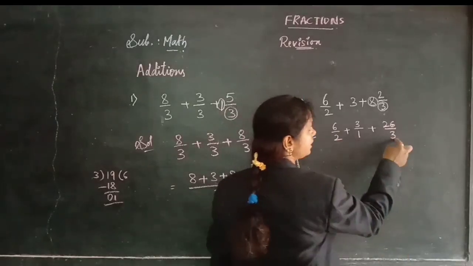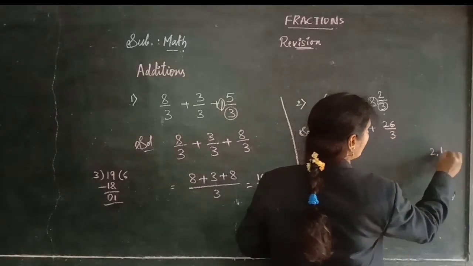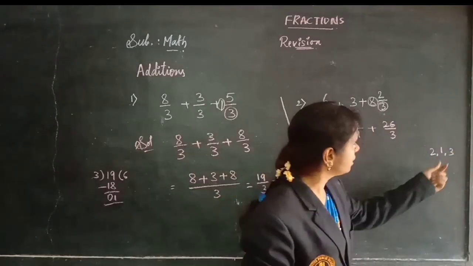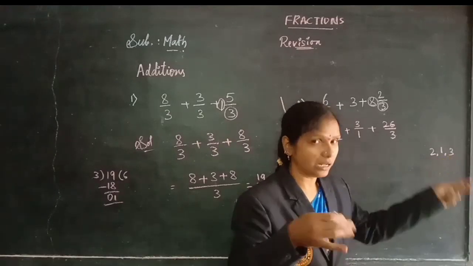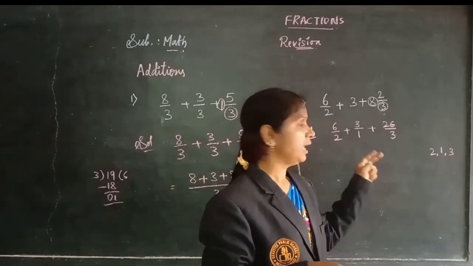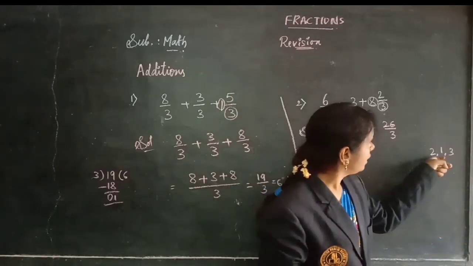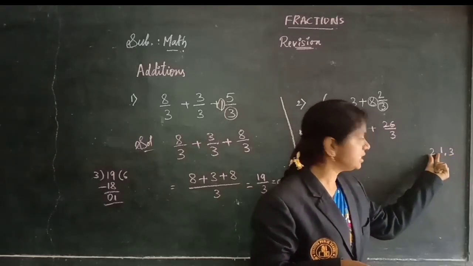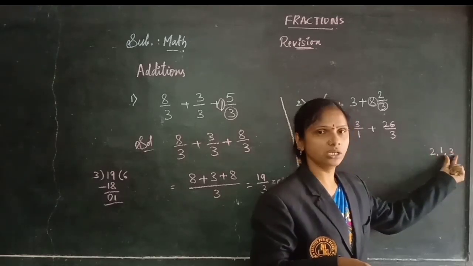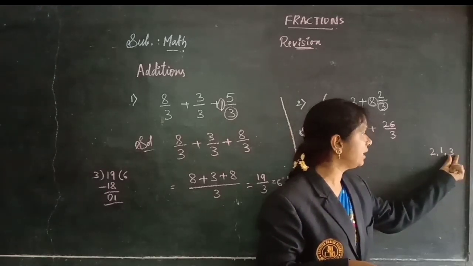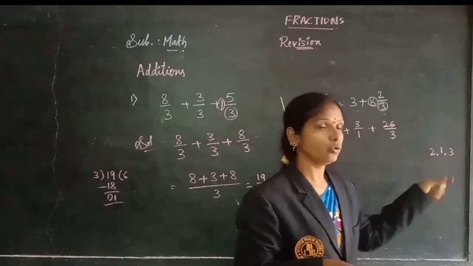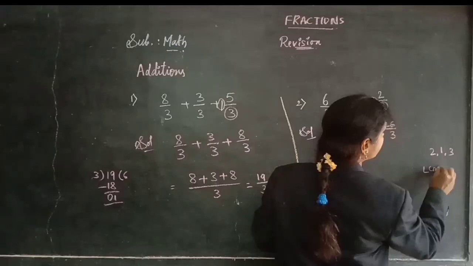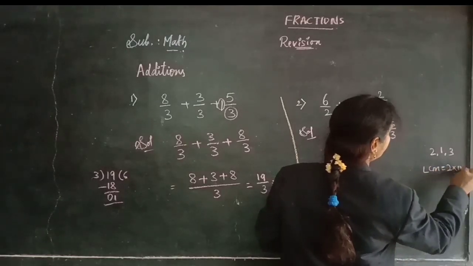So what are the denominators here? 2, 1, 3. These are the denominators, children. Check whether you will get these 3 numbers in any other table which can divide them, except the 1 table. In the 1 table we can divide. In the 2 table, if I am taking only this number I can divide, this we can't. If I take the 3 table, only 3 I can divide, this 2 we can't. So if it is not possible in any table, directly we can multiply to get the LCM. 2 into 1 into 3.